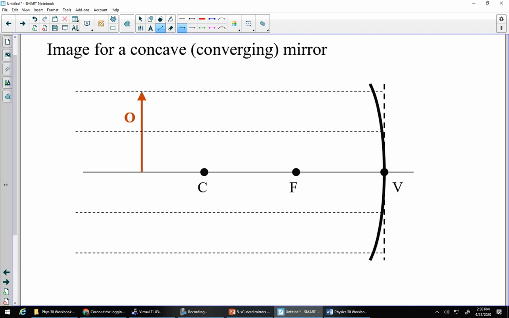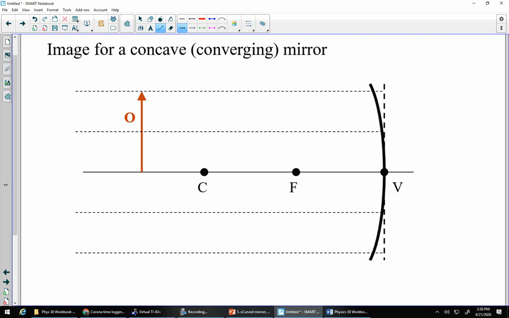And honestly, this is page, where are we now? We're page 100, and that's the homework. Give me a split second here. Oh, I'm looking in the wrong booklet. Sorry, guys. We are on page 161, and it goes through both types of lenses and both types of mirrors all at the exact same time.